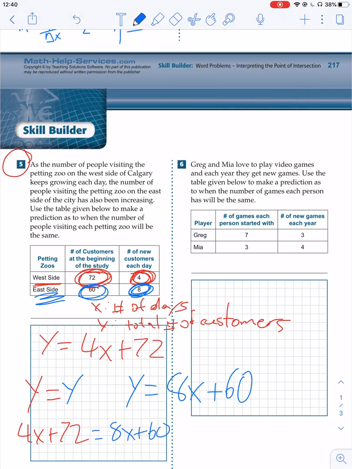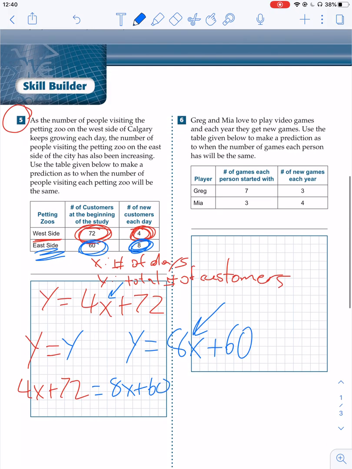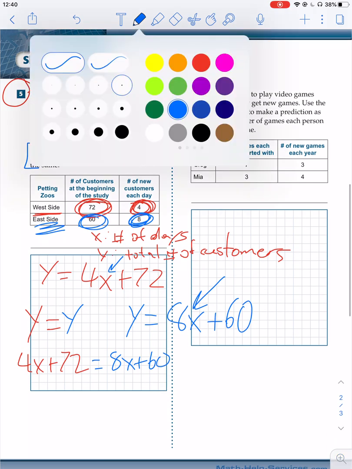Okay, and then you can easily solve for x, and once you solve for x, plug the x value in either here or here, and it will give you the y value. Okay, I'm not gonna do that. So let me see, what is it asking? Use the given to predict when the number will be the same. I have to do that because the question is asking me to make that prediction. So let's just quickly do this.